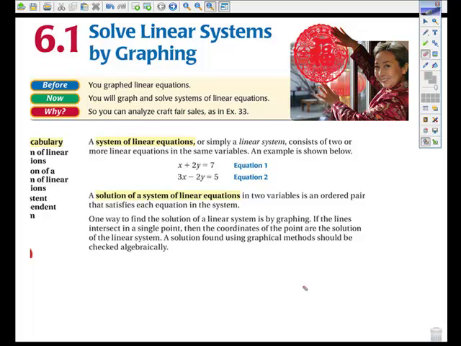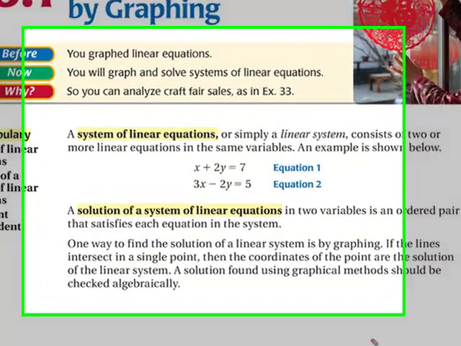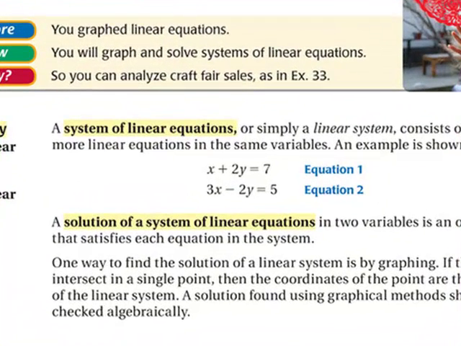Sometimes it is called a system of linear equations, and sometimes it's just called a linear system. But it consists of two or more linear equations in the same variable. So if they're going to use x's and y's in one, they have to use x and y in the other. And here's an example of two equations that make up a system. They're both in terms of x and y.